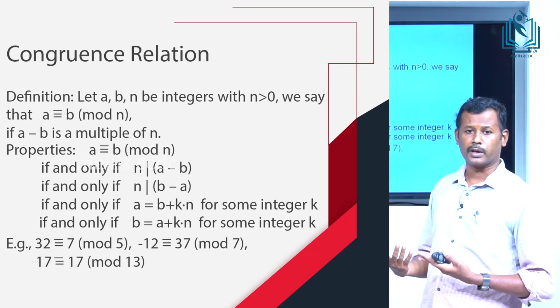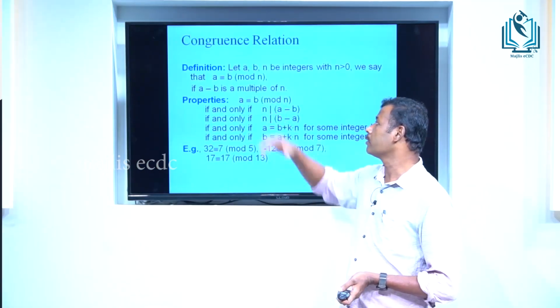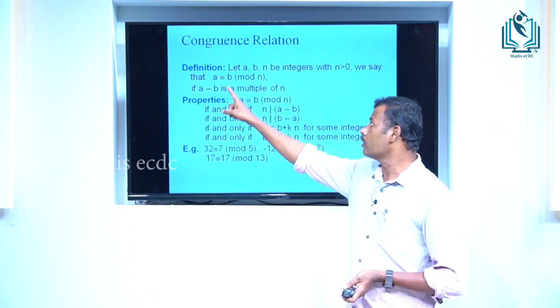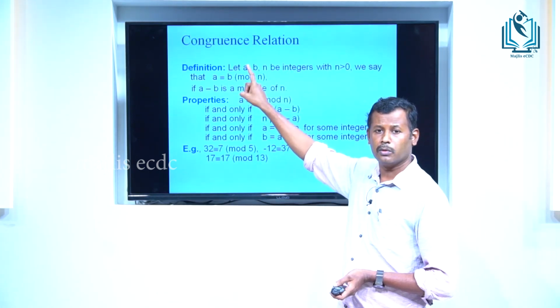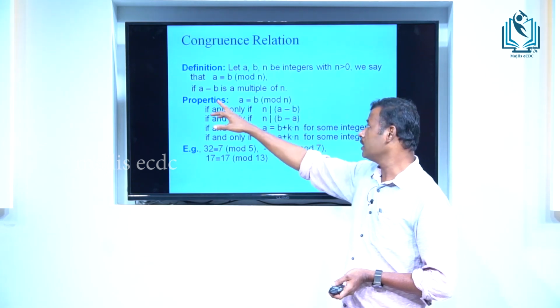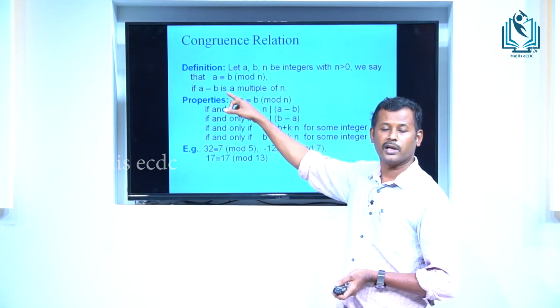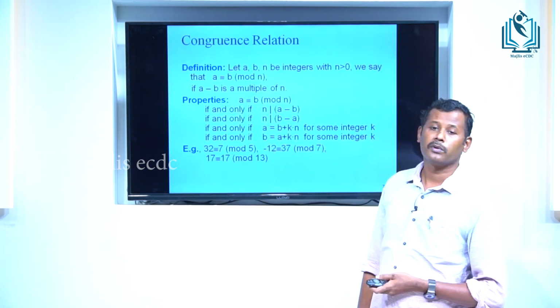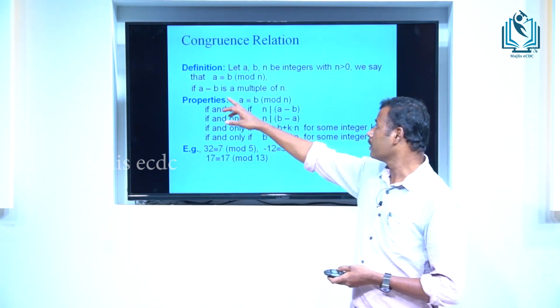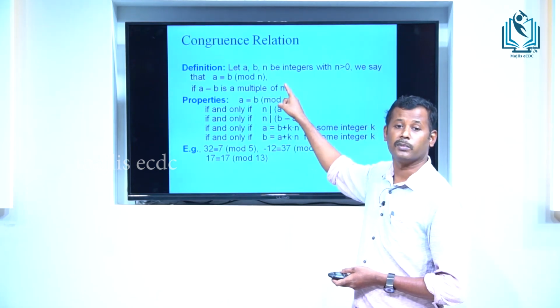We choose any number, 11. 11 is congruent to 1 mod 5. That means 11 minus 1, which equals 10, is a multiple of n. Okay, 11 minus 1 equals 10, which is a multiple of 5.